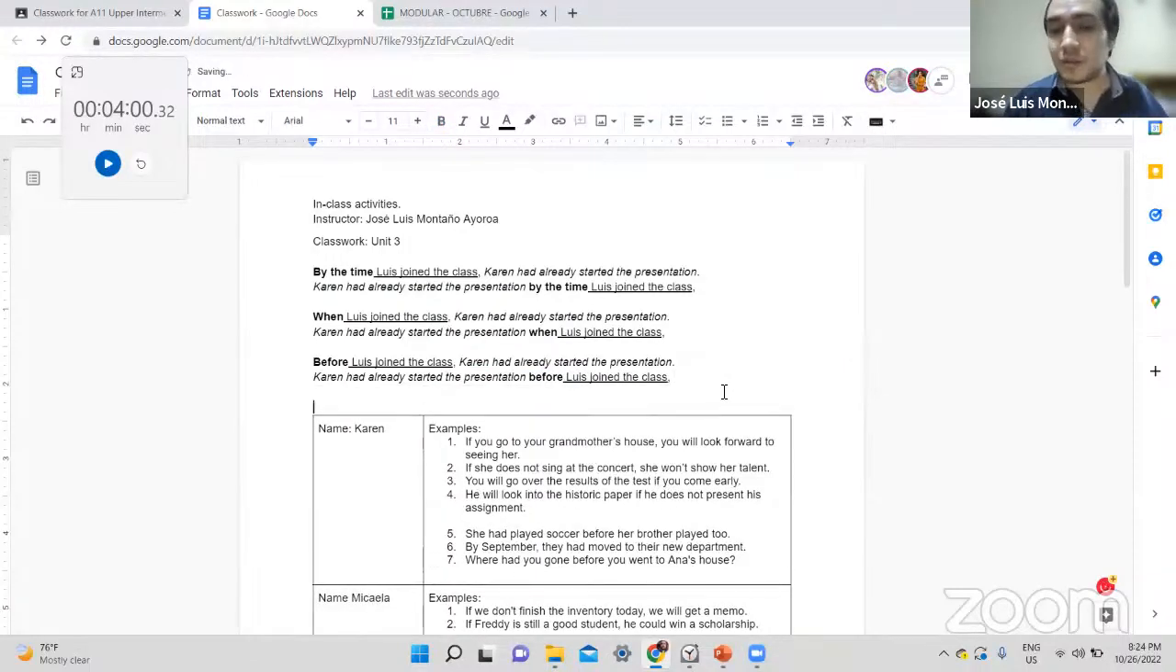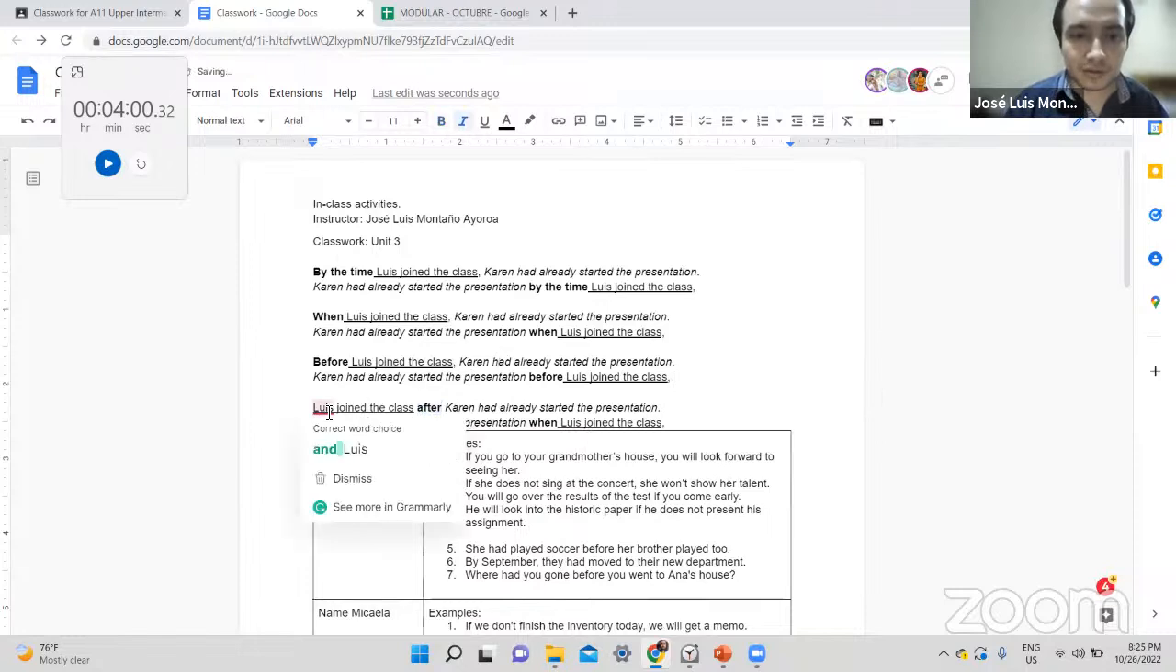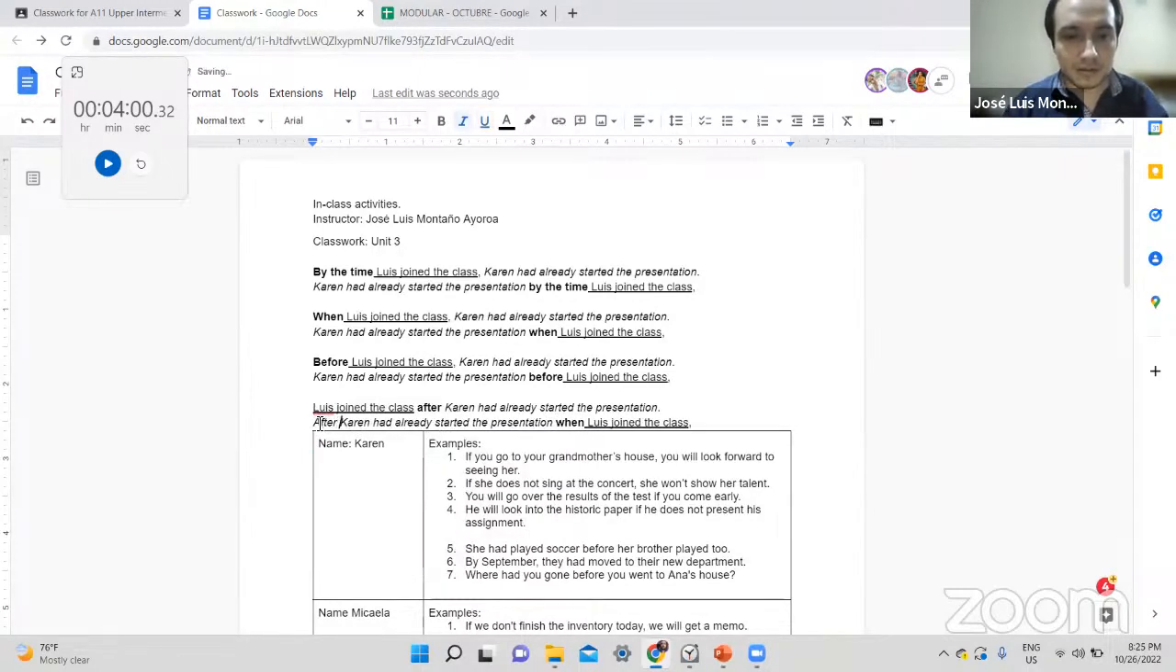And the last one, it's the only one that it's different, remember? It's with after, right? Why? Because with after, it is going to be like this. Luis joined the class after Karen had already started the presentation. So after is going to be there in the middle, all right? And Luis, no, this is not connected to anything. And here, the same, after Karen, right? After Karen had already started the presentation, comma, Luis joined the class.